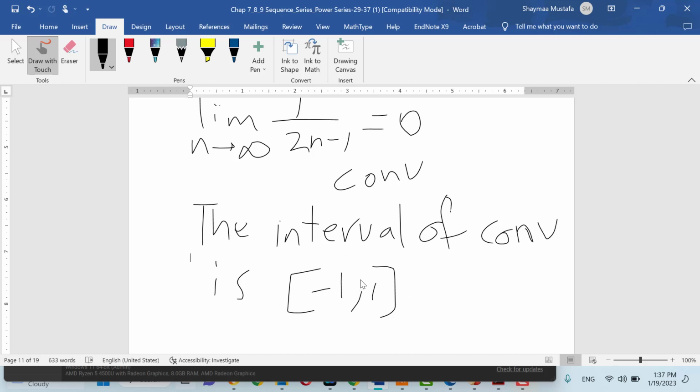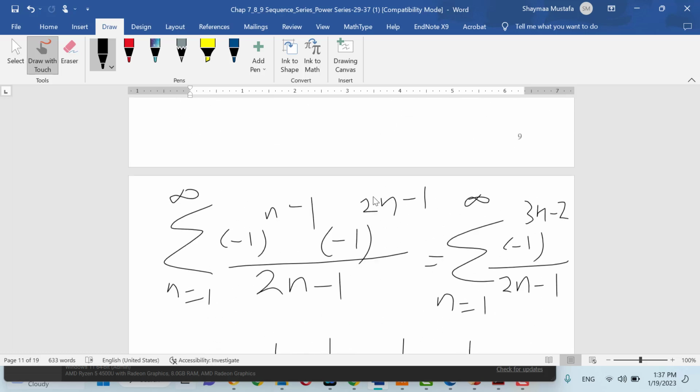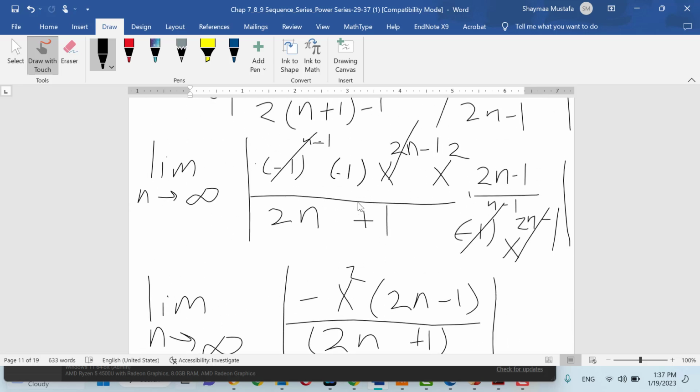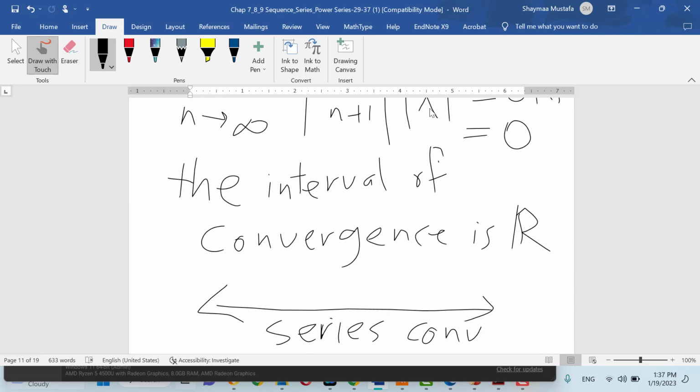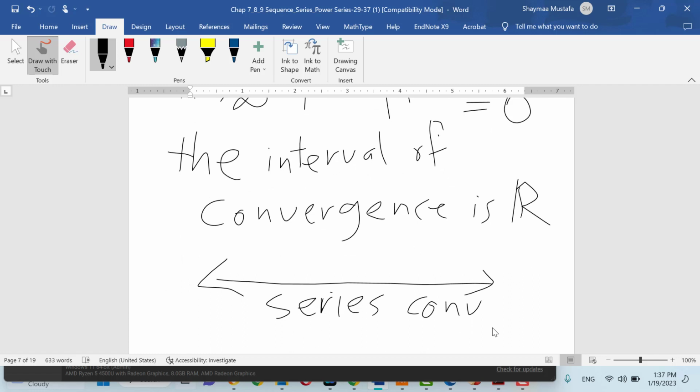So generally, to find the interval of convergence of a power series, you have to apply the ratio test first. If you get the limit equal to 0, like the second example, then the radius of convergence is all the real numbers. Limit 0, so the interval of convergence is all the real numbers. So your interval of convergence is equal to R.